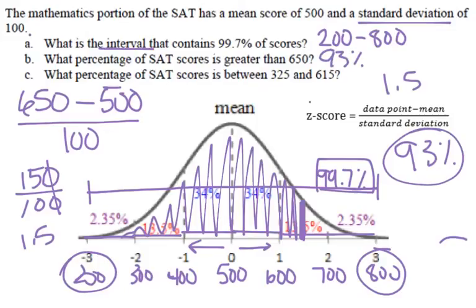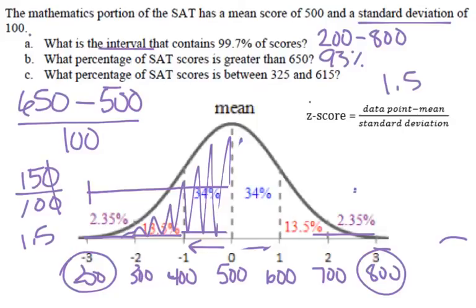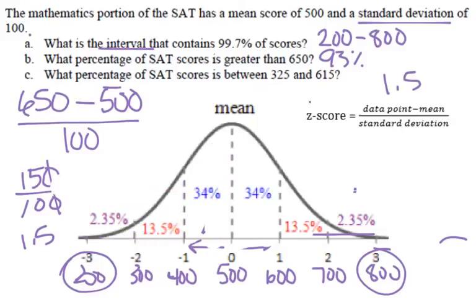Now, what percentage of SAT scores is between 325 and 615? Okay, so we're going to do the same thing. We're going to find those two z-scores to find that percent in between.